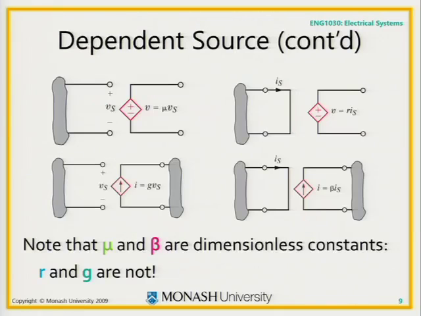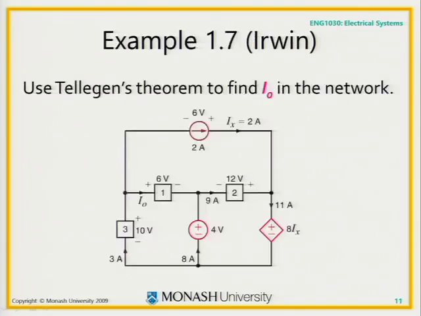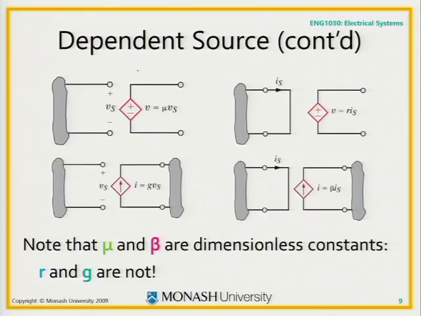Okay, so here are the 4 types of dependent sources. Over here, we know it's dependent because there's a diamond for the symbol. What kind of source is this? Is it a voltage or a current source? It's a voltage source because we've got plus minus in there.